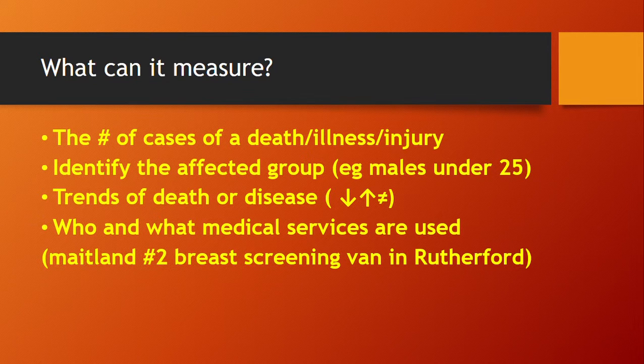What can it measure? It can obviously measure the number of deaths, illnesses and injuries in a population. It's very good at identifying affected groups, so it can hone in on priority population groups, also males versus females, young versus old, specific age groups. It can identify trends in death and disease. Is something going up, stable, or going down? Then they link that to what's being done by the government and individuals. What sort of medical services are being used? Who is using them and where?